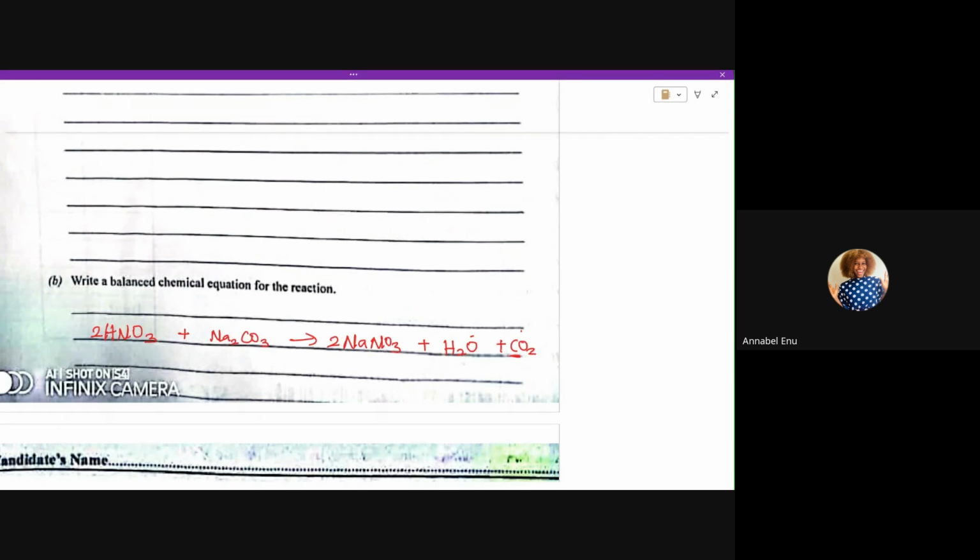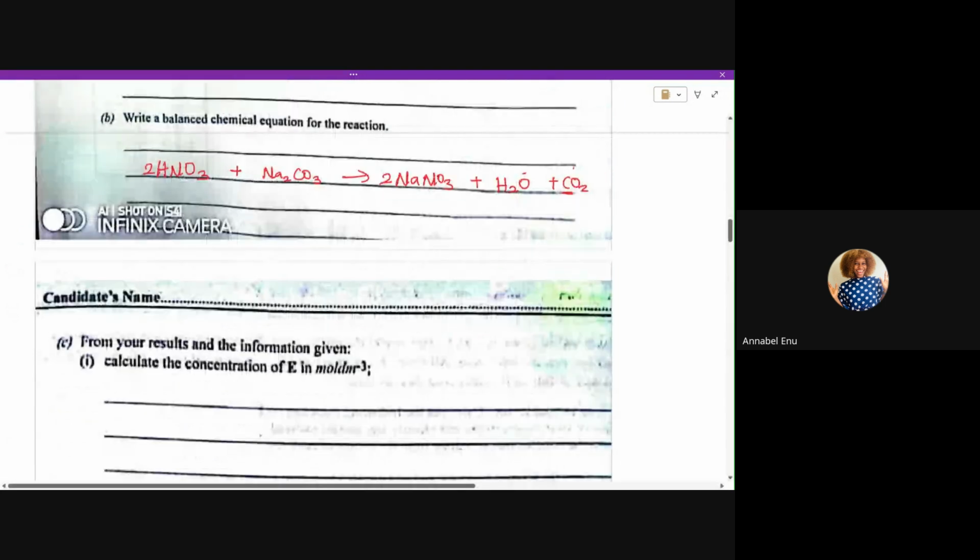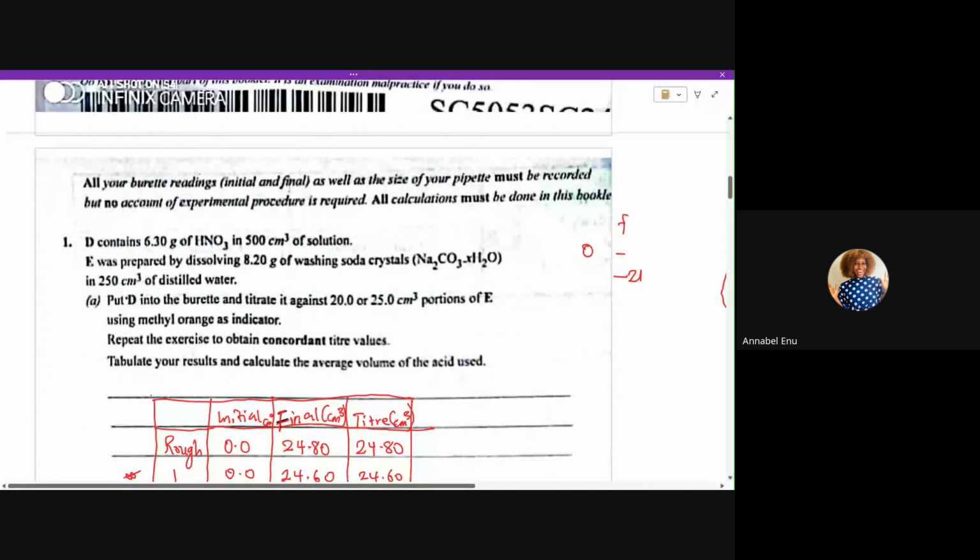Now, the next question is, from the result and information given, calculate the concentration of E in mole per dm cube. Concentration of E. We are going to be looking for the concentration of E in mole per dm cube.